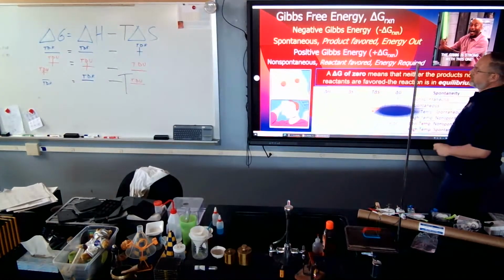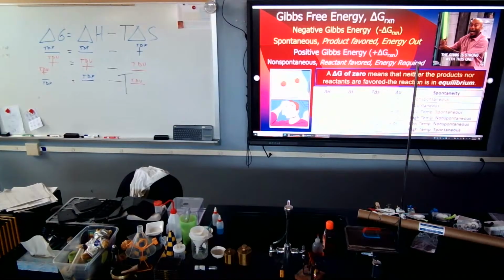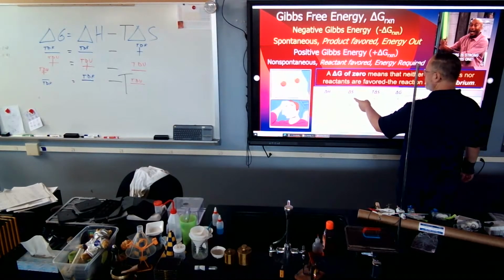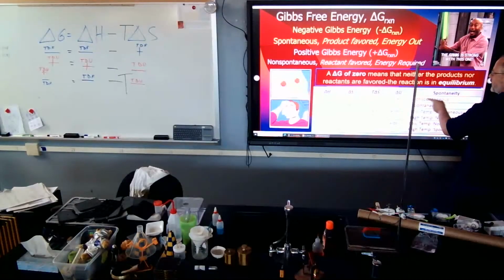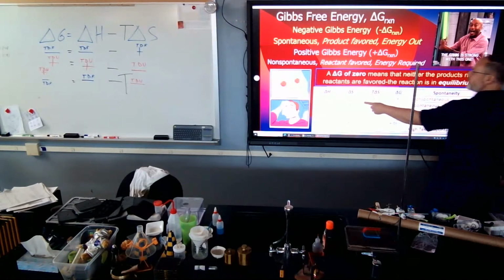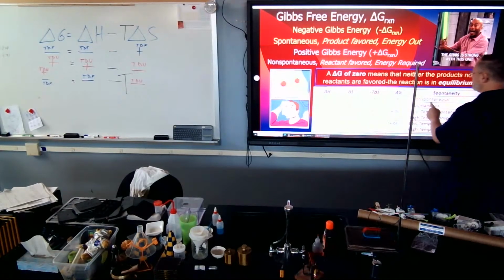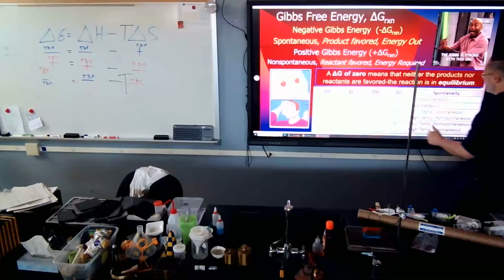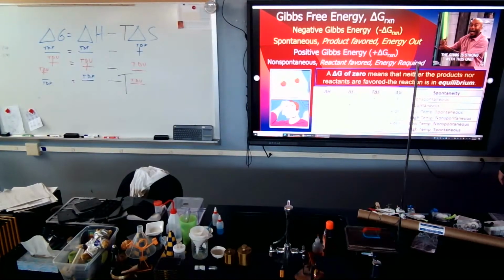So this is what we were talking about. This is a fun little chart you see all over the internet. If delta H and delta S are thermodynamically unfavored, it's going to be non-spontaneous no matter what. Thermodynamically favored, it's going to be spontaneous no matter what. But if they are in conflict, temperature is going to determine whether the reaction is going to be spontaneous, because temperature determines the magnitude of the entropy term.